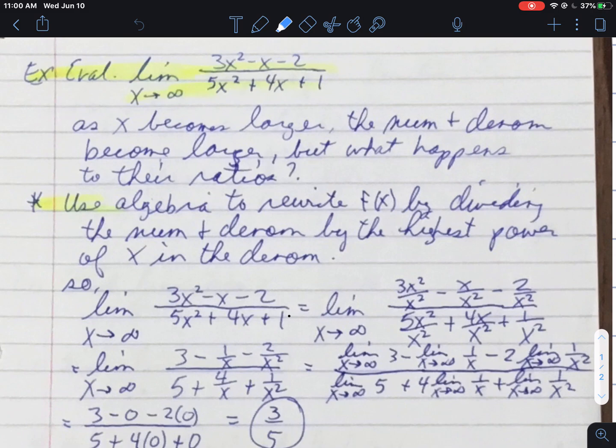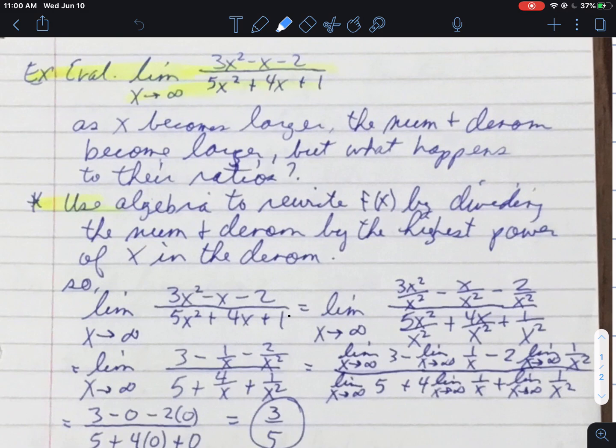So for example, let's find the limit as x approaches infinity of 3x squared minus x minus 2 over 5x squared plus 4x plus 1. All right, so as x gets larger, notice, of course, the numerator is going to get larger, the denominator is going to get larger. Now back to our discussion on that relationship, we've already said if the denominator gets larger, the fraction is going to go to 0.